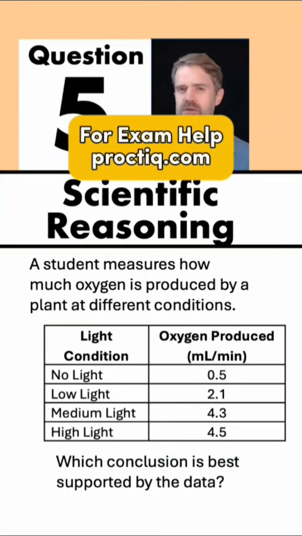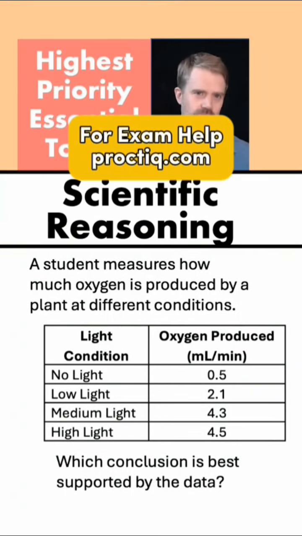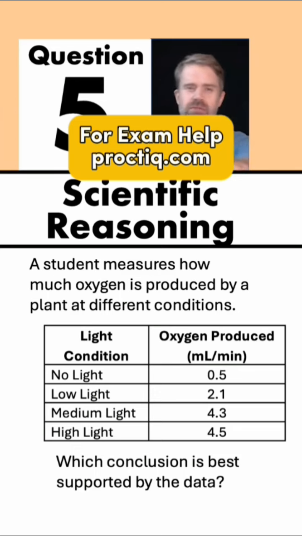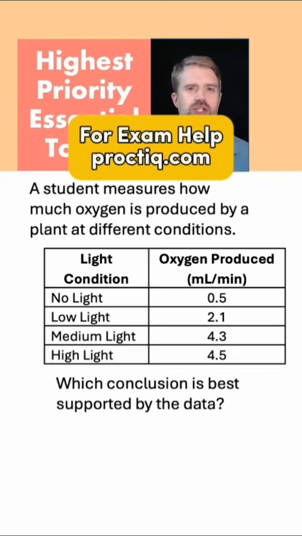Let's do a TEAS scientific reasoning question on a high priority essential topic. Everyone is always super confused about what this section actually looks like. So question 5 of the TEAS science practice test, scientific reasoning. A student measures how much oxygen is produced by a plant at different conditions. And then we have this table here. Which conclusion is best supported by the data?